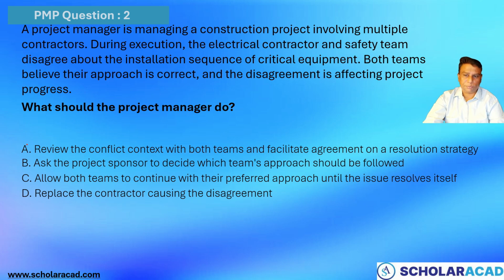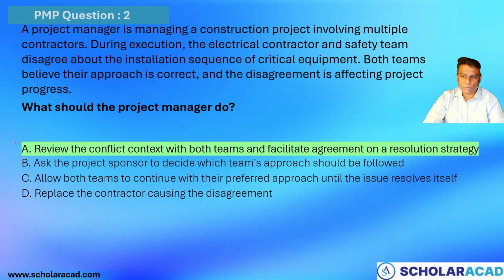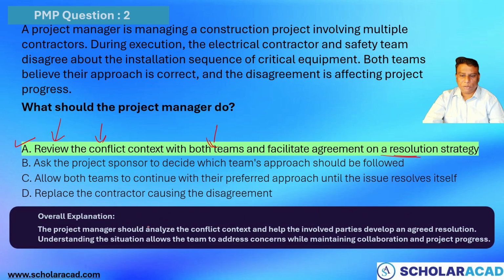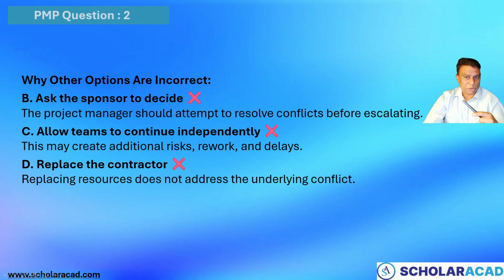Let's look at it. Yes, option A is the right choice, where we are focusing on the conflict, reviewing with both the team members, the different team members or contractors, and creating the resolution. So analyze the conflict, involve everyone, agree on the situation, and focus on the resolutions and addressing the concerns. So that helps us to maintain the collaboration and focus on the project goals.